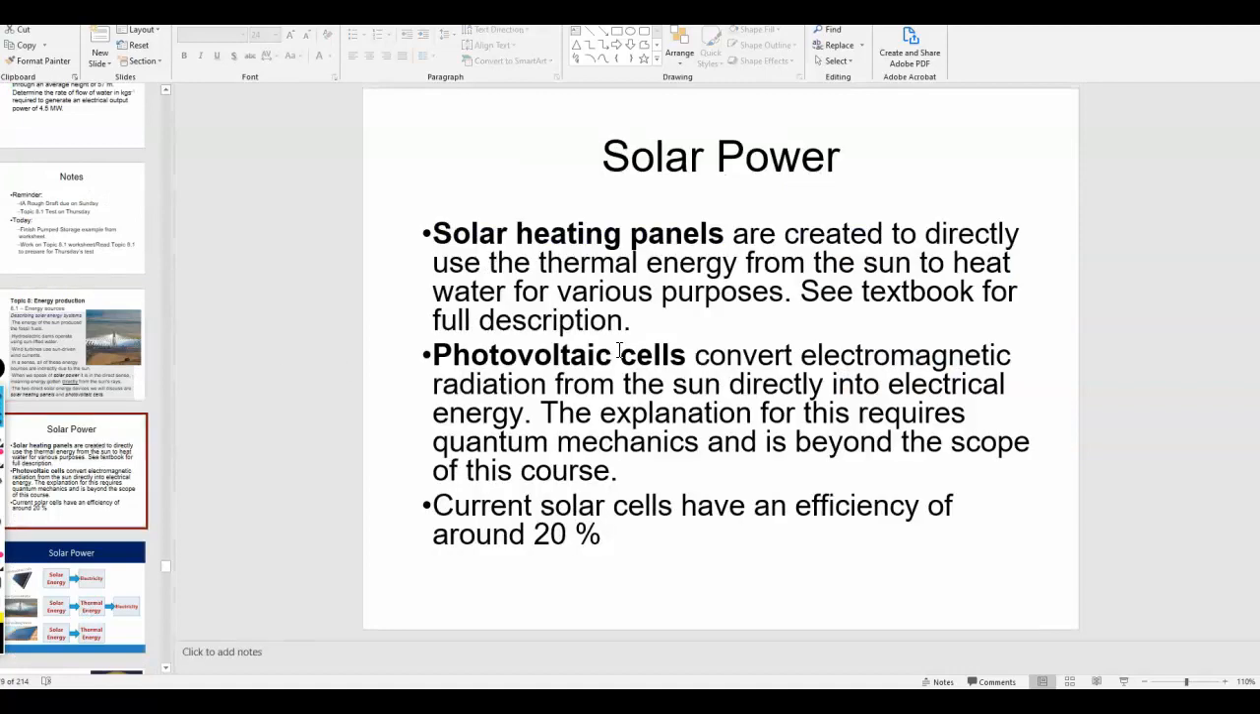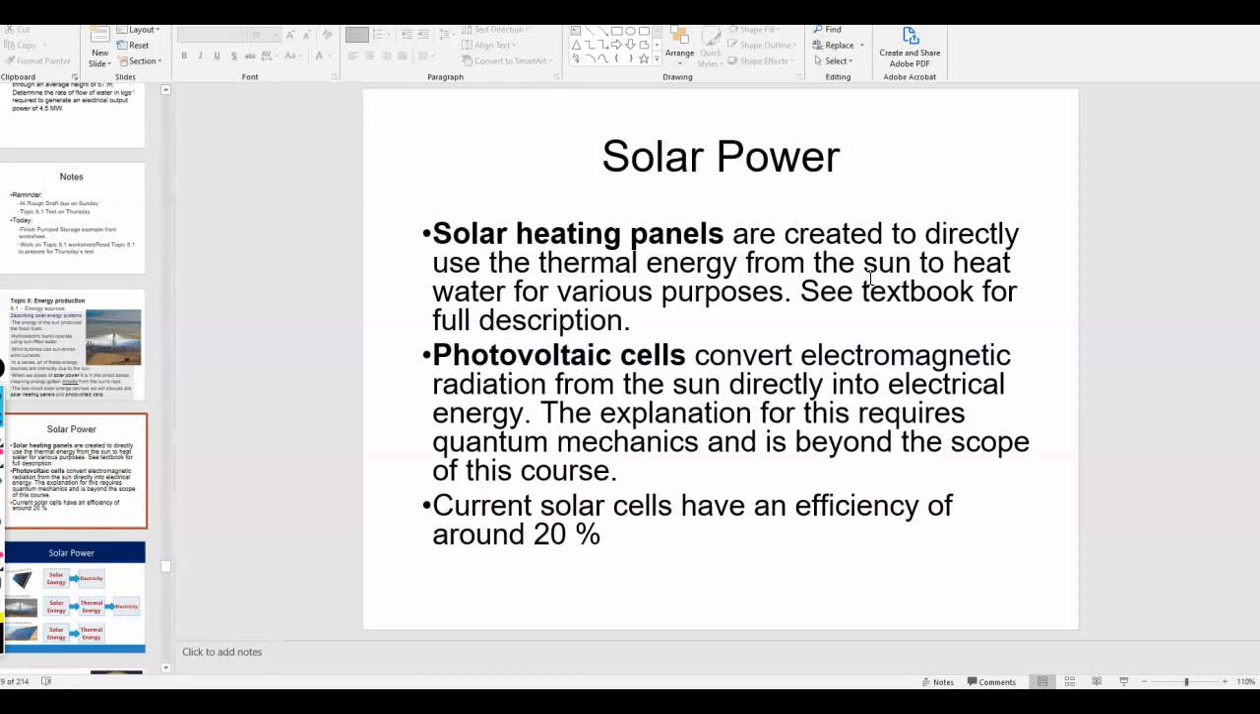Okay, so just to give you brief descriptions of these two things. Solar heating panels are used to directly use the heat from the sun, typically to heat water, but they can also be used to heat houses and whatnot. And you can read a full description in your IB physics textbook. Photovoltaic cells, on the other hand: photo means light and voltaic means like voltage. And so a photovoltaic cell basically converts light energy, that is electromagnetic radiation from the sun, directly into electrical energy.